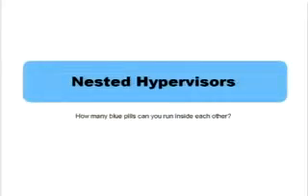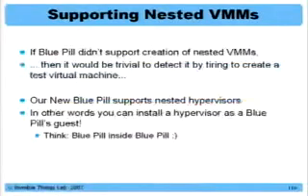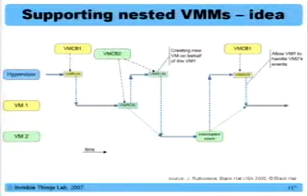Okay, nested hypervisor. This is probably the most important part here. Well, first, if Blue Pill didn't support nested virtualization, then it would be easy for the detector just to try to create a test virtual machine. And if it failed, it would be suspicious. So we need to support nested virtualization. And we do it this way. I showed this slide last year, and I said that we didn't implement it. And in the meantime, we implemented it for the new Blue Pill.